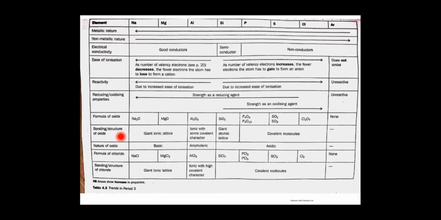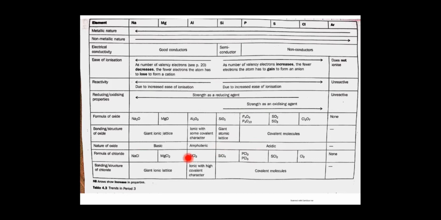Bonding and structure of the oxides, right? So this is the type of bonding that occurs. Metals typically form giant ionic lattices. So they have ionic bonds. Al will have some ionic with some covalent. From here going back, covalent molecules. Nature of the oxide, this is the pH. If it's acidic or basic, basic means alkaline. Metals are basic. Amphoteric means that they're in between, right? So aluminum is in between. And the rest here is acidic.